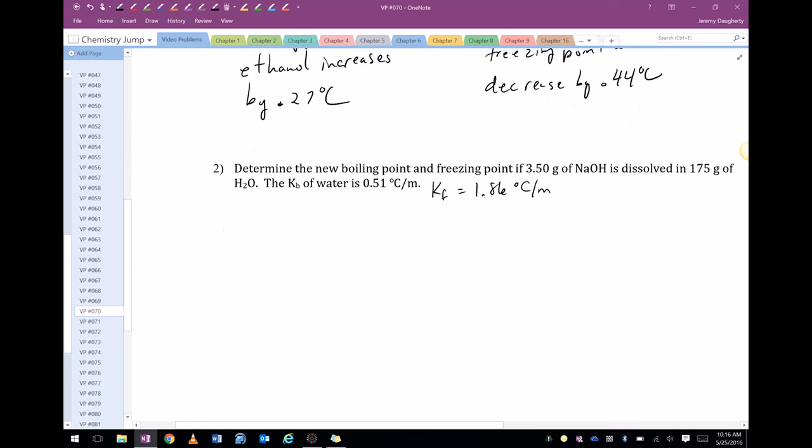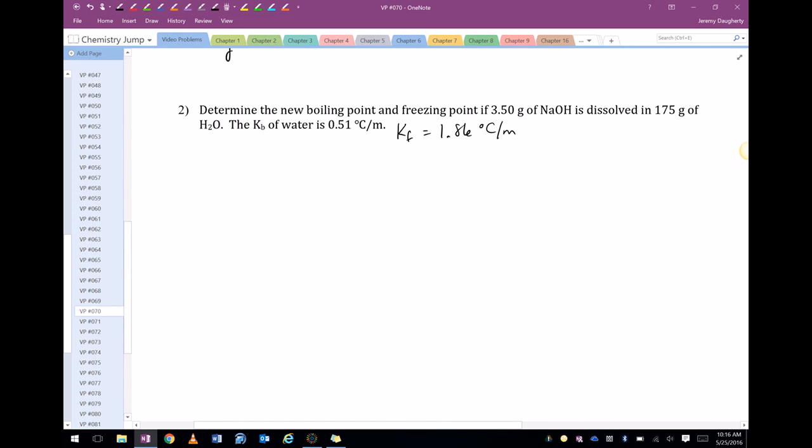Let's try one more. Determine the new boiling point. So now I am actually looking for the boiling point and the freezing point. If 3.50 grams of sodium hydroxide is dissolved in 175 grams of water. Here's the Kb of water. For some reason I didn't give the Kf in this problem. There's the Kf. So you might want to jot that down.